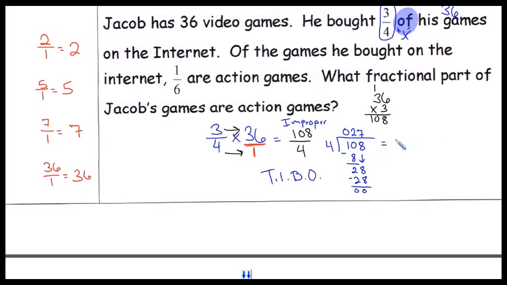So what this means here is that out of the 3/4 of his games, out of 36 games, 3/4 were bought on the internet. Well, this 27 that we came up with, that's how many games were bought on the internet.